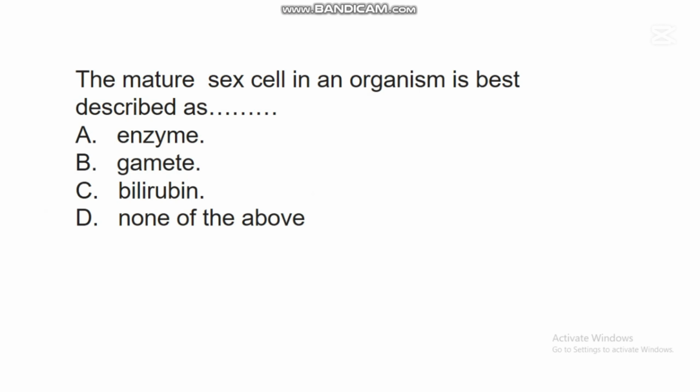The first question says, the mature sex cell in an organism is best described as dash. A. Enzyme, B. Gametes, C. Bilirubin, D. None of the above. In this question, the correct answer is B. Gamete. A gamete is a mature sex cell found in an organism.